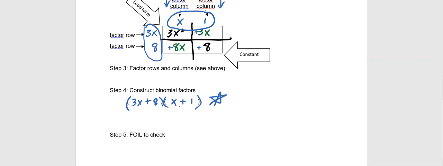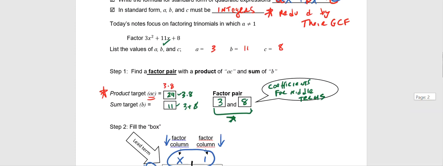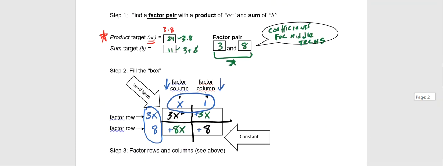And if I were to quickly check by foiling, well, let's see, 3x times x should give me 3x squared. 3x times 1 is my outside term, should give me 3x. My inside term, 8 times x, should give me 8x. My last term, 8 times 1, should give me 8.